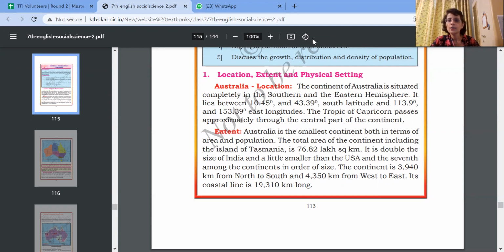So the continent of Australia is situated completely in the southern and eastern hemisphere, and it lies between 10.45 degrees and 43.39 degrees south latitude and 113.9 degrees and 153.39 degrees east latitude. And the Tropic of Capricorn passes approximately through the central part of the continent.